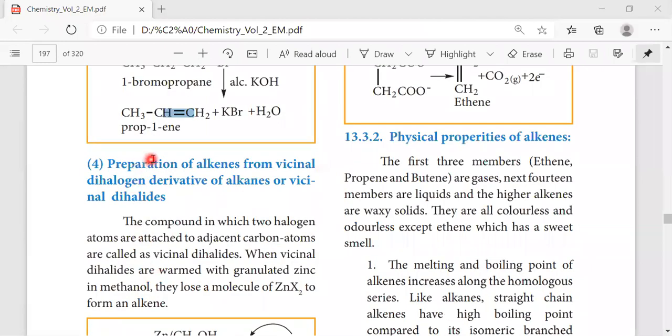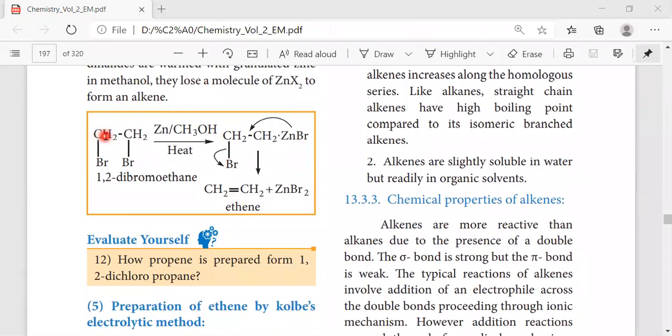Now comes the preparation of alkene from vicinal dihalogen derivatives. Here in vicinal dihalogen derivatives, the same alkyl groups are attached to each other. Here the bond shifting takes place so that we get ethene.